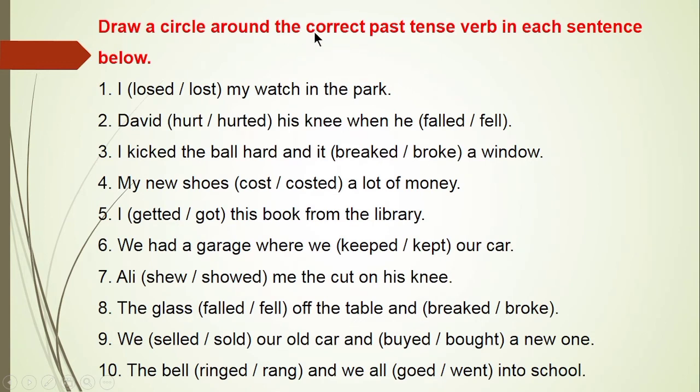Draw a circle around the correct past tense verb in each sentence. Now there are two options. One is correct and one is incorrect. You have to encircle the correct option. So I loosed or lost my watch in the park. Now the correct option is lost, not loosed.